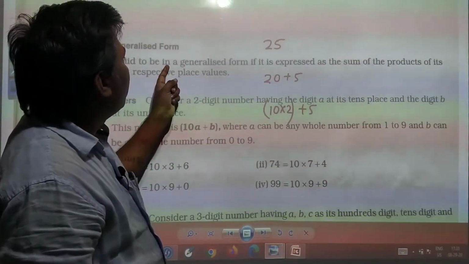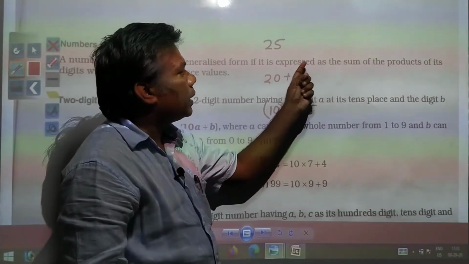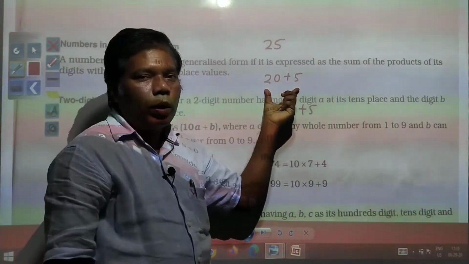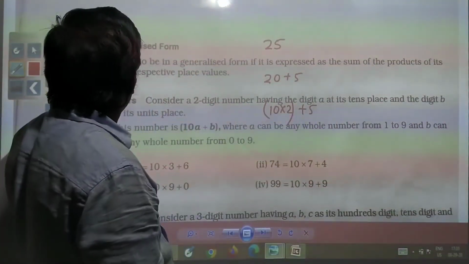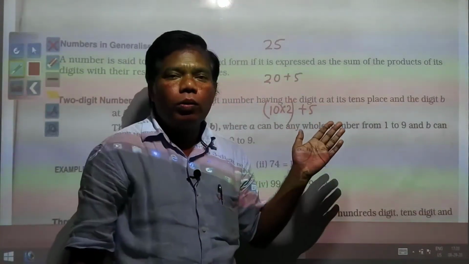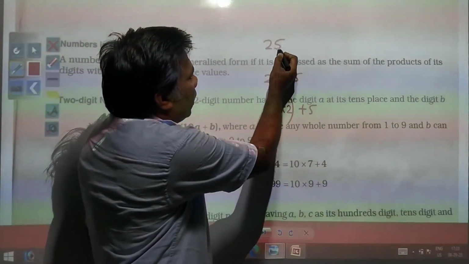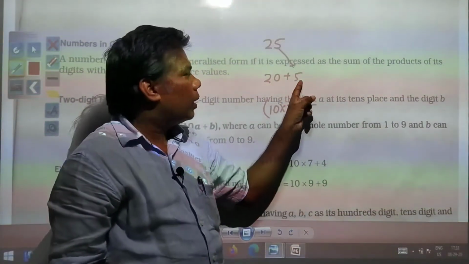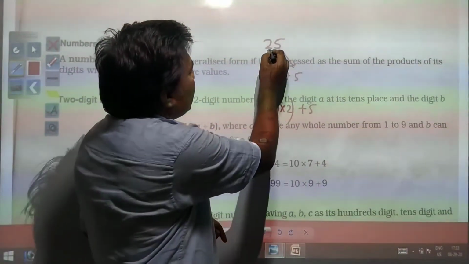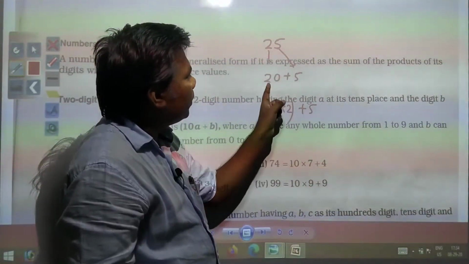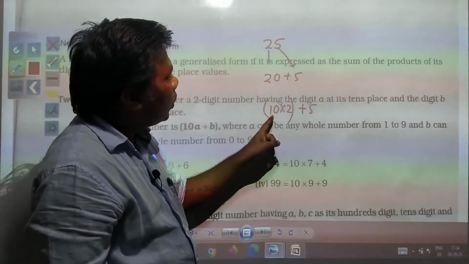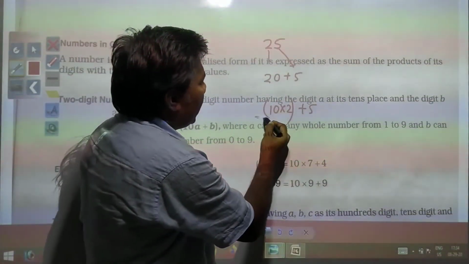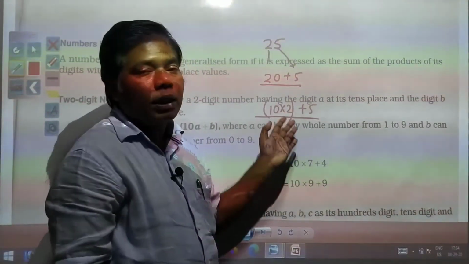A number is said to be in a generalized form if it is expressed as the sum, meaning you are adding, of the products of its digits with their respective place values. Here 5 is in the 1's place, so 5 will be multiplied by 1 and has been written 5. This 2 is in the 10's place, so it has been multiplied by 10 and written 20. So this became 10 into 2 plus 5 or 20 plus 5. When we are writing any number in this form, then this is called generalized form.